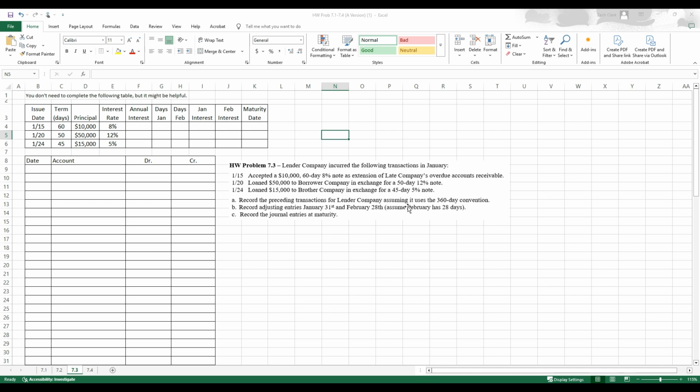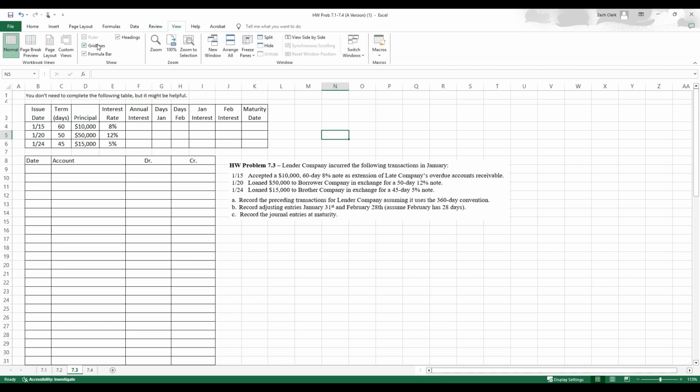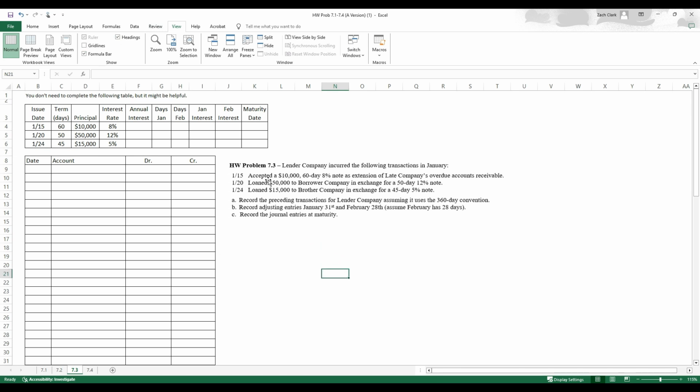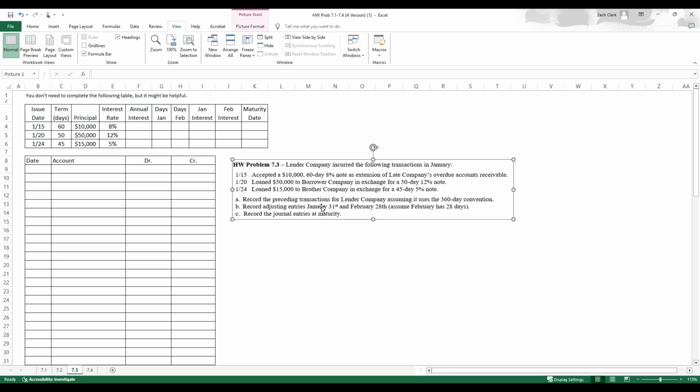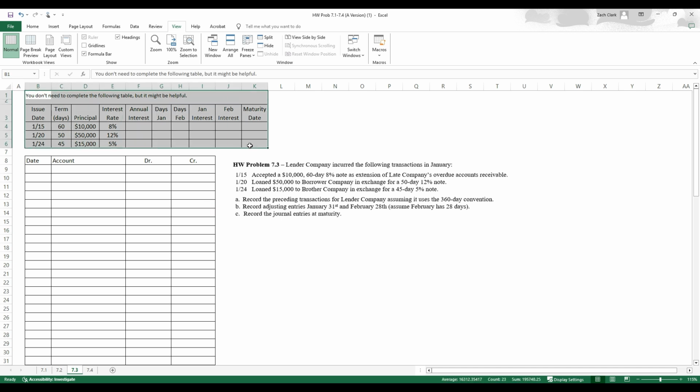All right, everybody. In this video, we're going to keep working on our Chapter 7 homework problems, and this is going to be 7.3. I'm just going to start out by taking the grid lines off, and then I pasted in this copy of the homework problem from the class packet. And we have a little extra reference tool here that's sort of helpful.